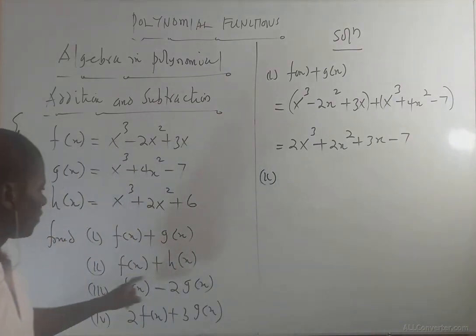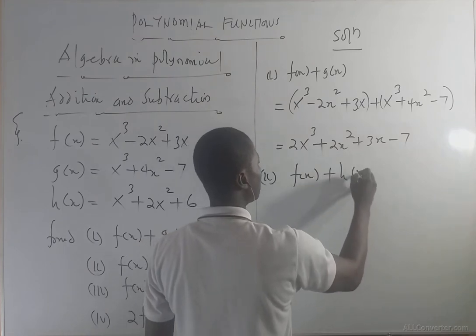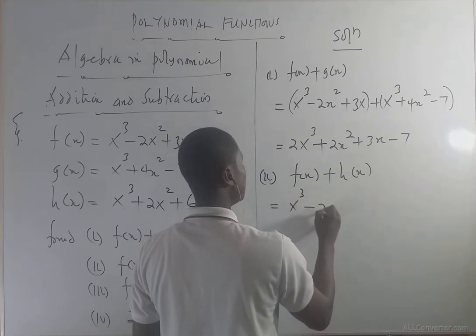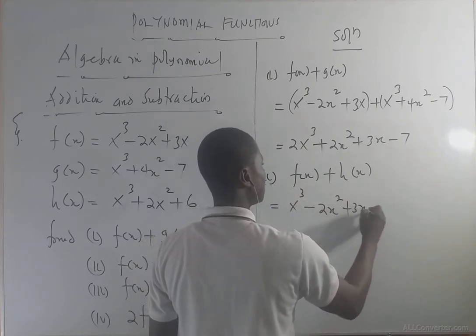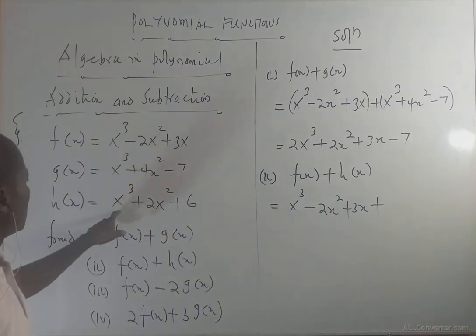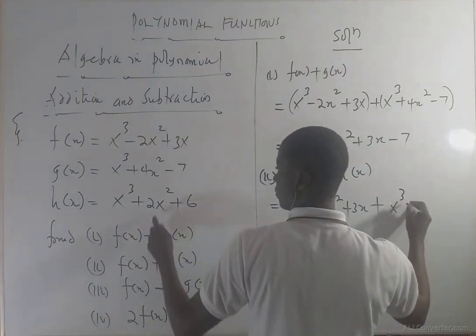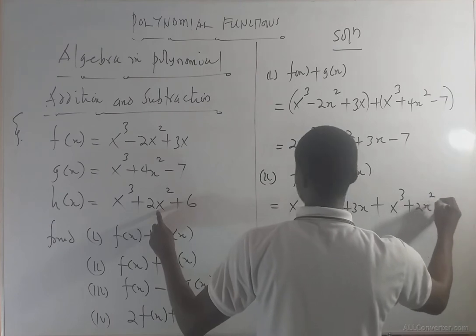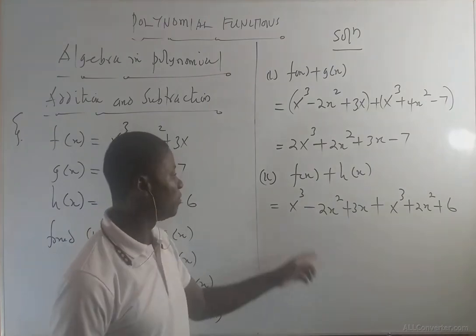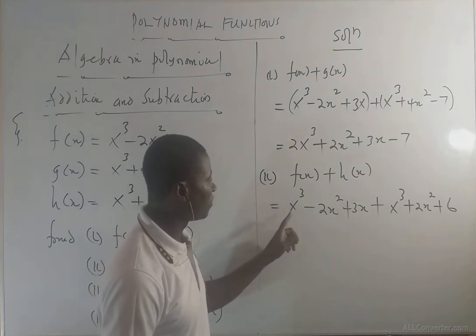Now let's look at the second part of the question. We have to find f of x plus h of x. This would be equal to f of x, which is still x cubed minus 2x squared plus 3x, plus h of x. H of x from the question is x cubed plus 2x squared plus 6. With this one also, we have to add the like terms together. We have the one cubed term here, another cubed term here. So we have x cubed plus x cubed.